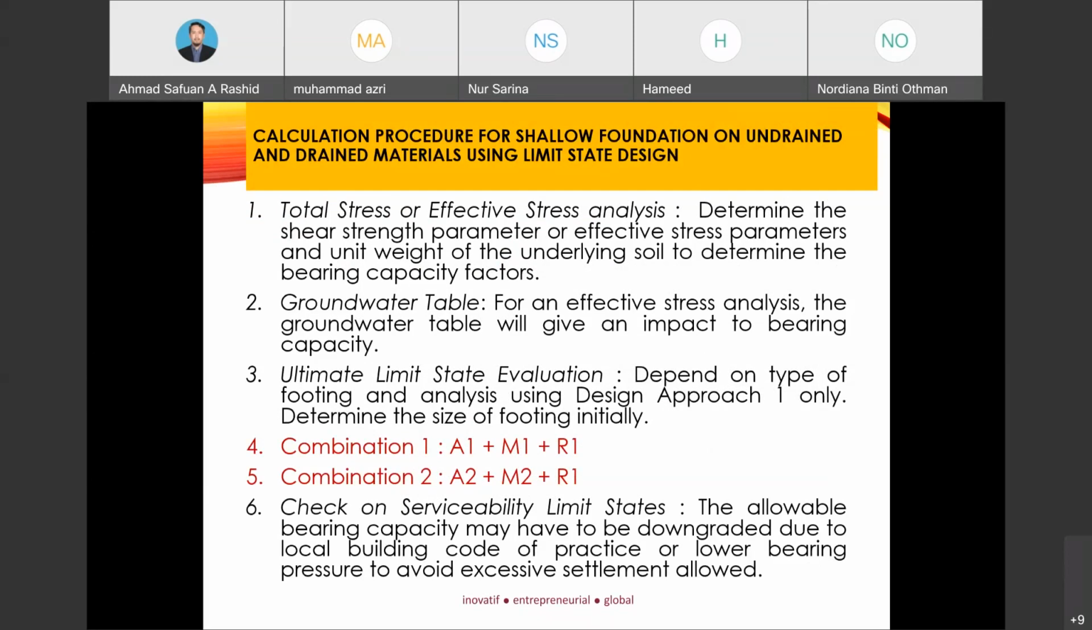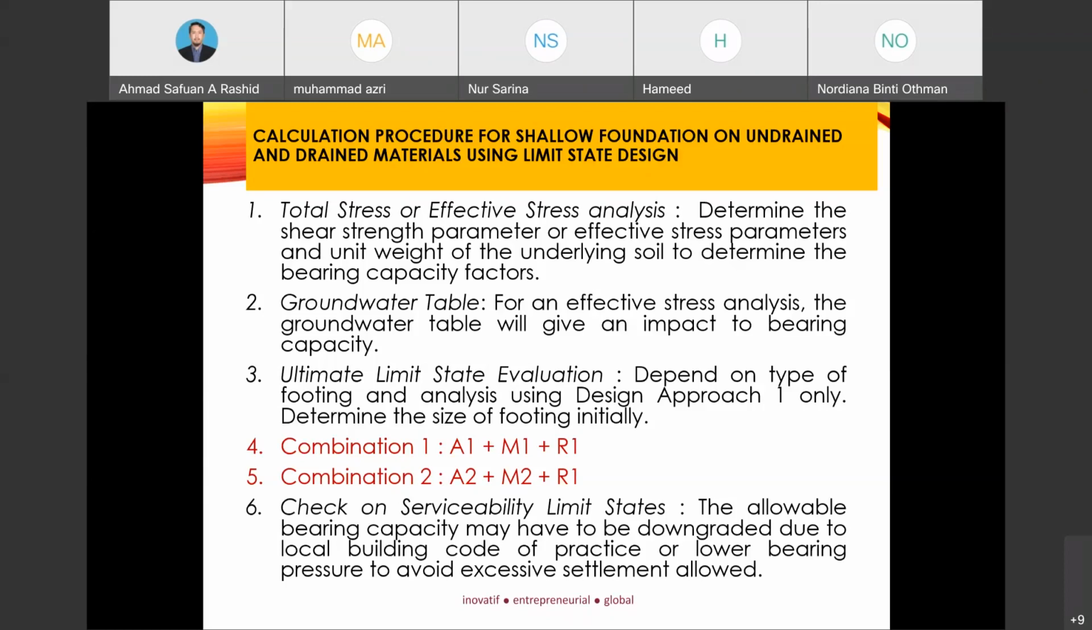Okay, the calculation procedure for a shallow foundation on undrained and drained material using limit state design. Total stress or effective stress analysis: determine the shear strength parameters or effective stress parameters and the unit weight of the underlying soil to determine the bearing capacity factors. Then we have the groundwater table. For an effective stress analysis, the groundwater table will have an impact on bearing capacity.